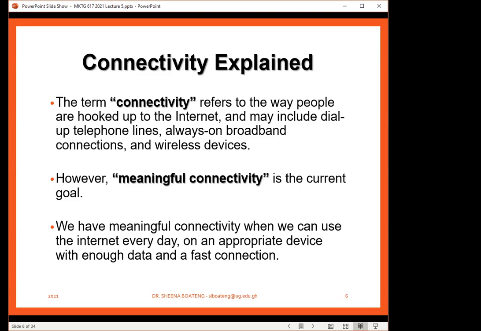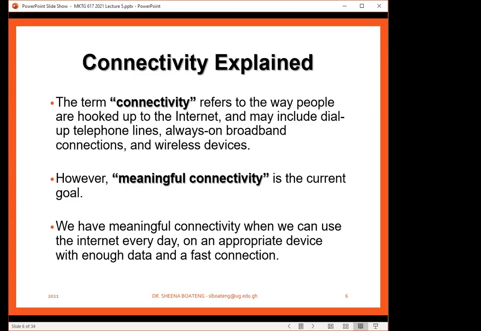So we need to ask ourselves at this point, what is connectivity? So connectivity is basically a term that refers to the way people are hooked up to the internet. And it may include dial-up telephone lines, which currently are not so common. And then we can also talk about always-on broadband connections, which are quite common, right? And wireless devices, which are often the primary means of connectivity that a lot of customers have access to.